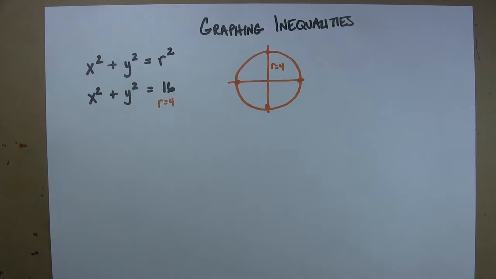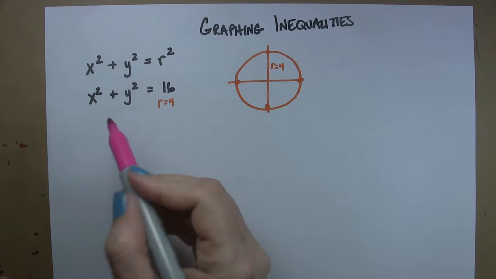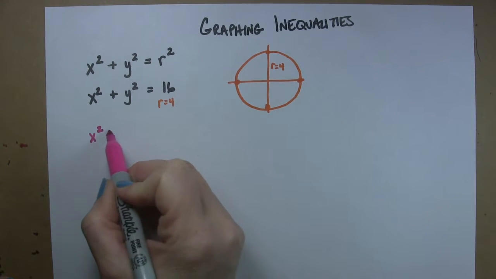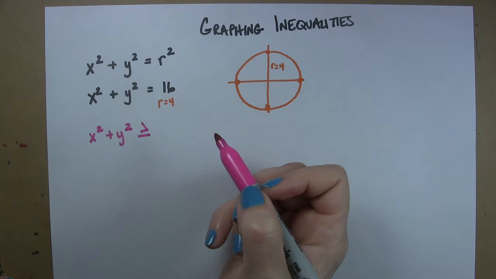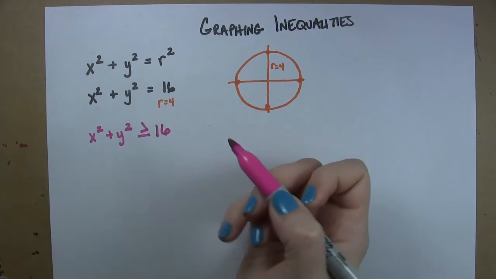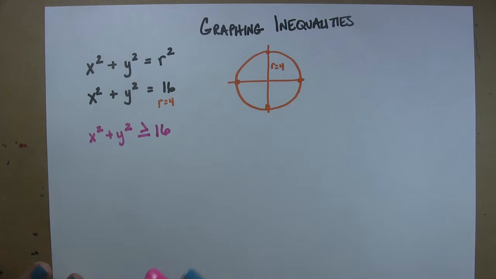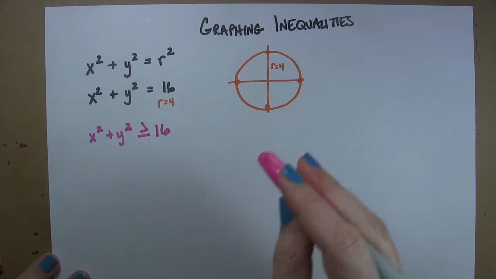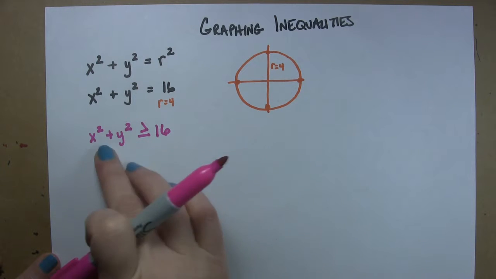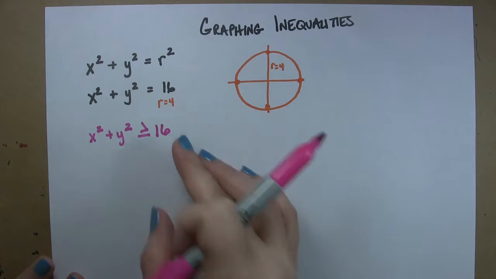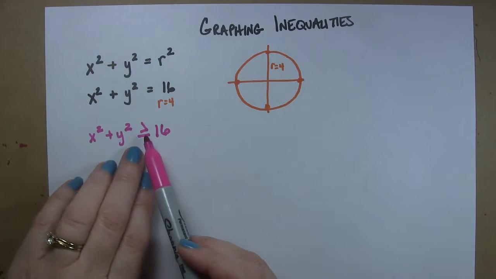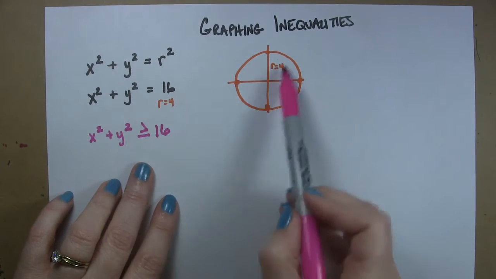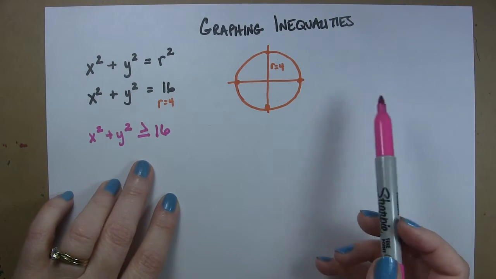Good. Now, what if I change this formula just a smidge? So instead of being x squared plus y squared equals 16, I instead have it greater than or equal to 16. In other words, what points could I put into this equation and have this statement be true? So, how do you handle an equation like that? Well, the first thing you do is pretend that it just says equals. And so you draw your circle like that.